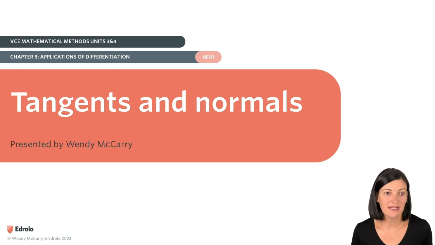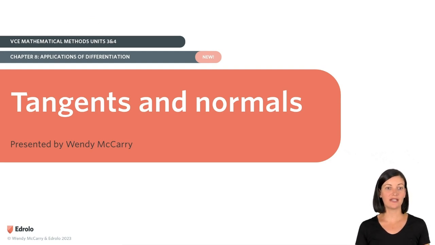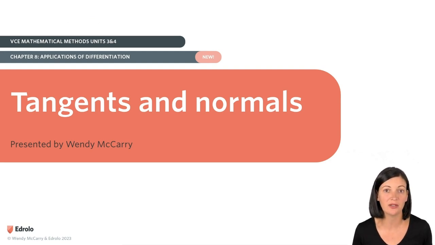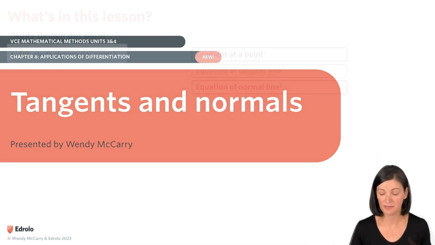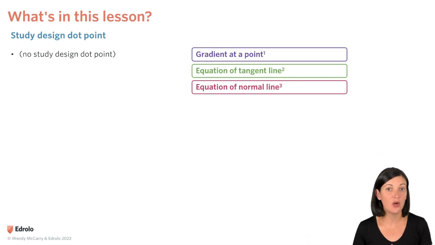So this is our first lesson in Chapter 8, Applications of Differentiation, and we're going to be looking at finding equations of tangent and normal lines. This lesson covers some content that you would have learned in Methods Unit 1 and 2, but we may be looking at some slightly more complicated functions. So we're going to be looking at how we calculate the gradient at any point on a curve, and then we're going to go into finding the equation of a tangent line and the equation of a normal line.